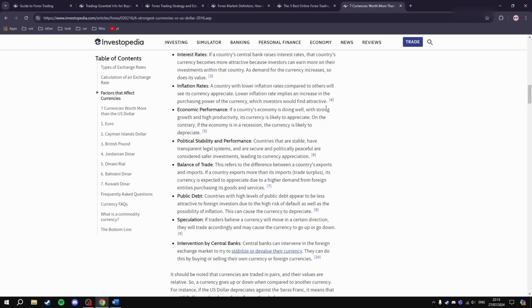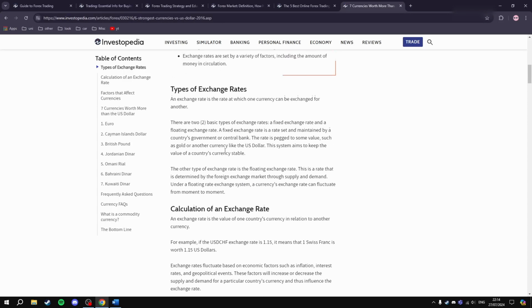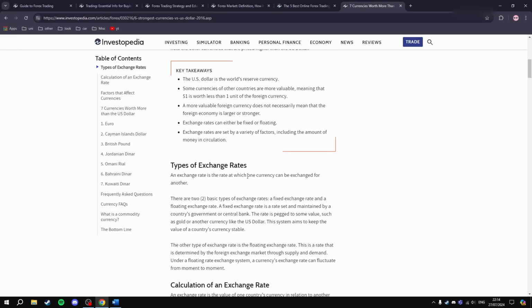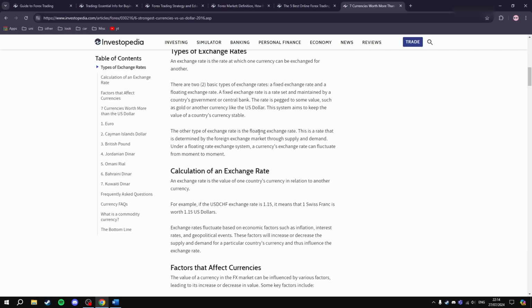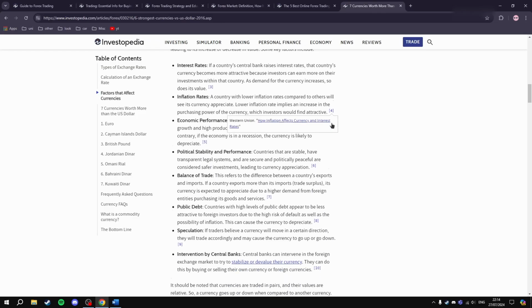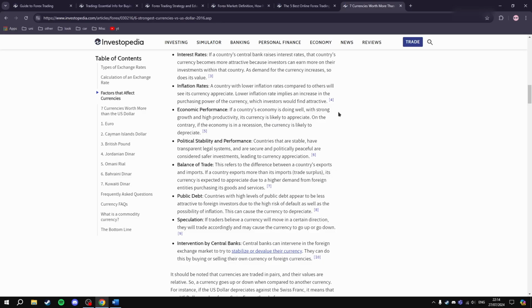So interest rates and the country's exchange rate, I guess, have a positive correlation. So as interest rate increases, its floating exchange rate also increases. Although, I guess that would depend on whether that currency is a quote or a base currency.